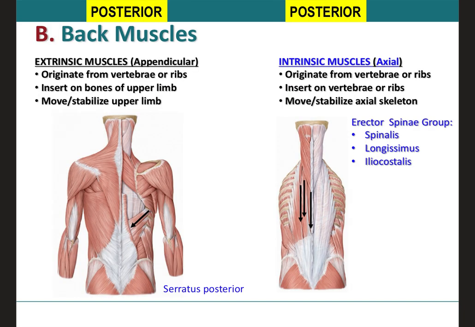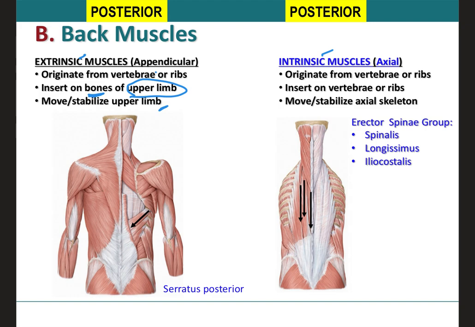Let's move on to the back muscles. Like I said, we have two different types of back muscles. We have what we call the extrinsic back muscles and the intrinsic back muscles. Extrinsic just tells us that they will be acting outside of where they are located. So they will be acting on the upper limb. Why is this? Because they will be inserting on the bones of the upper limb, more specifically on the humerus. So all of these, they will have an action on the arm or the humerus.